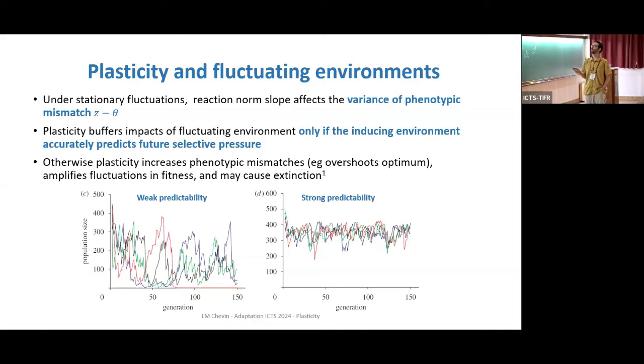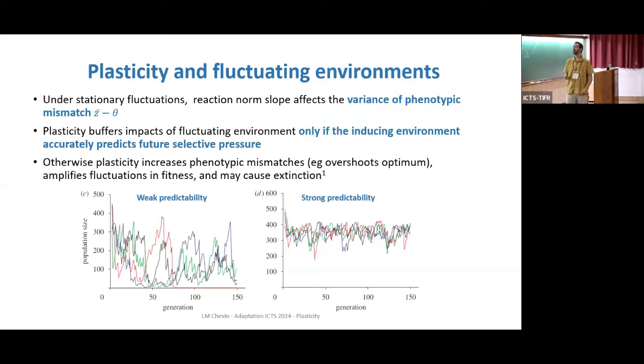Only an environment that induces the phenotype can accurately predict the future selective pressure, where the optimum will be. Otherwise, if there's too much plasticity or it's in the wrong direction, it will cause the phenotype to respond too much. It will overshoot the optimum a lot, for instance. And this can amplify fluctuations in fitness. It may cause extinctions.